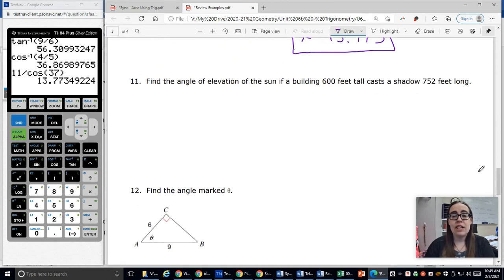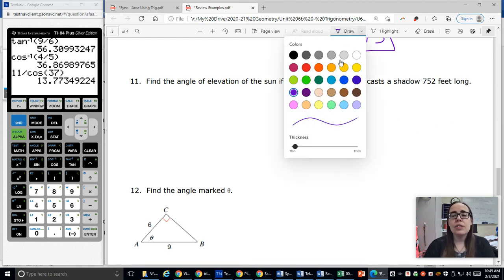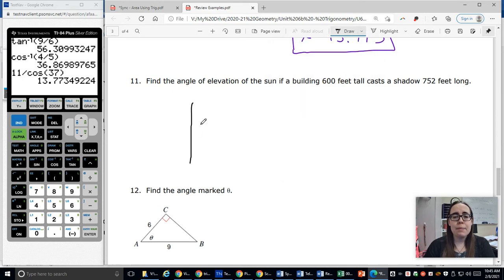Find the angle of elevation of a sun if a building 600 feet tall casts a shadow 752 feet long. This one is an interesting problem because people tend to get this one wrong because they label the shadow in the wrong place.